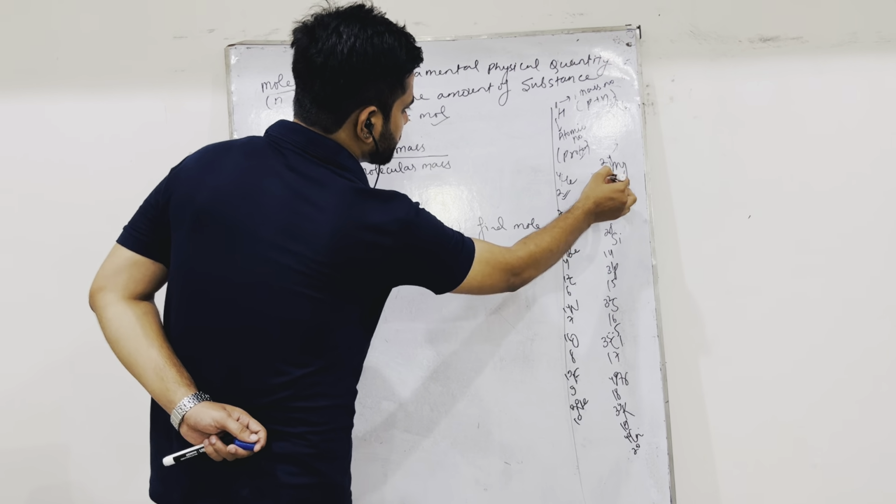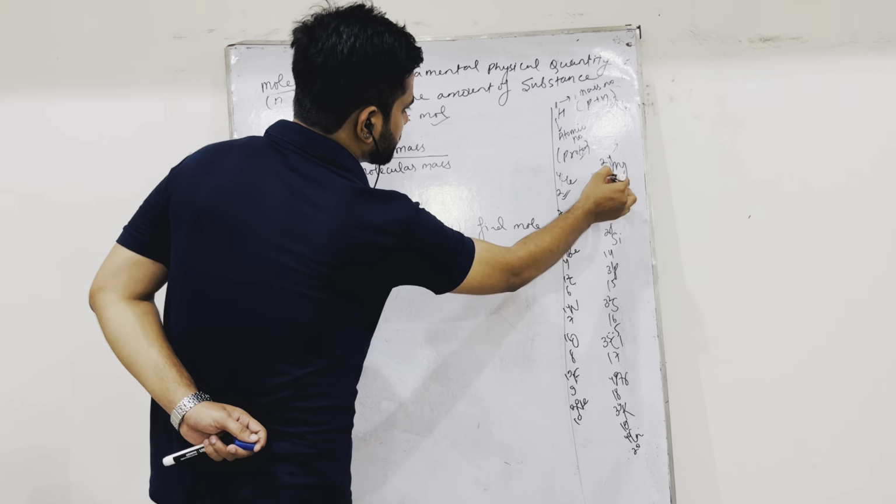Mole is equal to volume upon 22.4 liter. What is it? Mole is equal to volume upon 22.4 liter. This one is mole and this one is V and below 22.4 liter. But this formula is only applicable for gas.